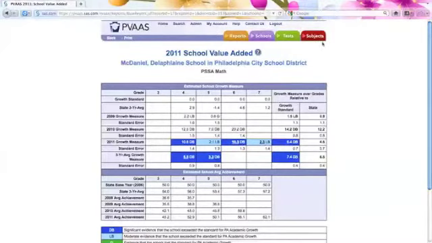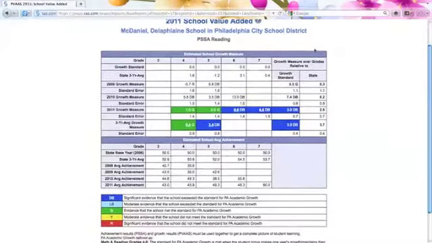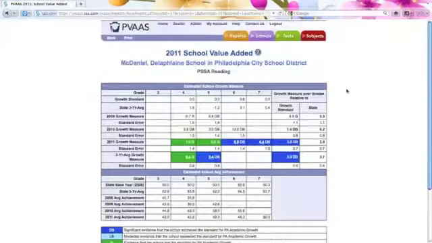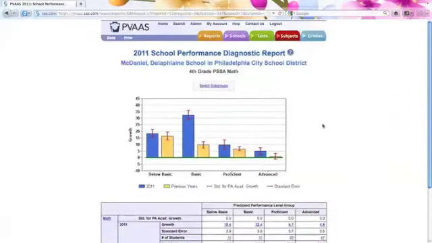Here we have McDaniel's overall growth over the last 3 years, 3rd grade through 7th grade. We have both math and reading. And looking at the color coding, you can see that McDaniel School is performing above expectation over the last 3 years. We can get more specific by looking at the school's performance diagnostic.